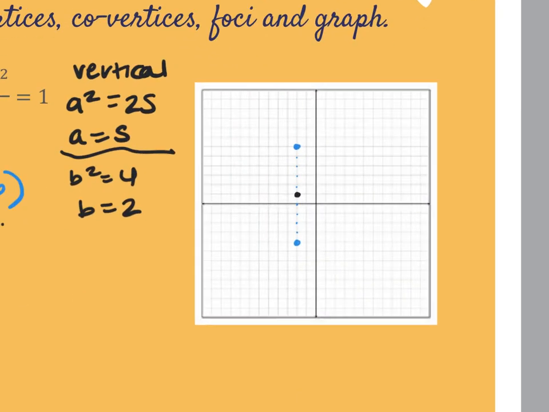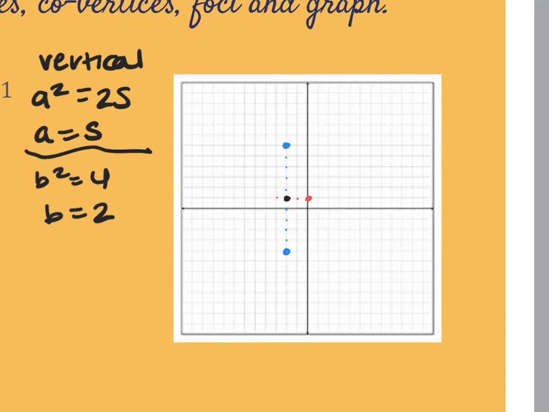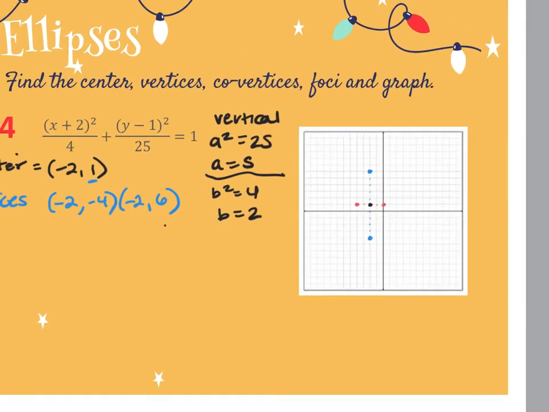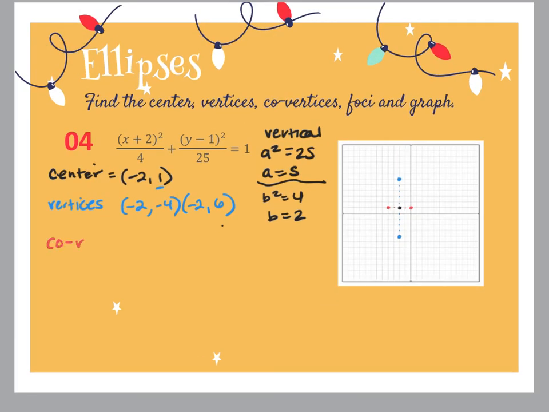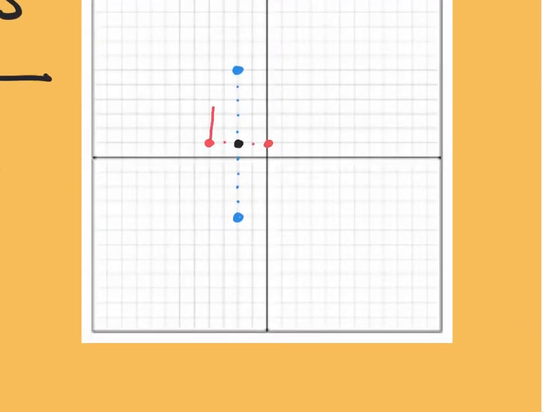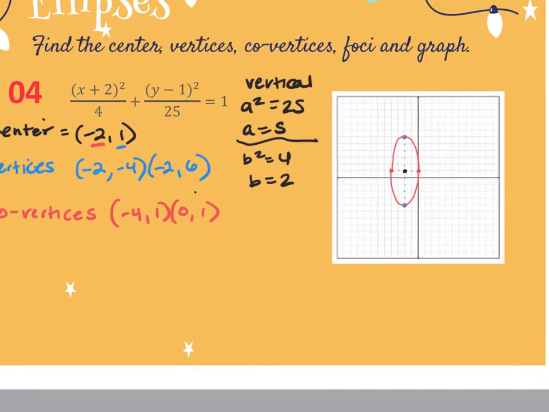The B goes right and left 2. Right 2, left 2. And those are my co-vertices. So now I'm adjusting the x coordinate. Left means -4, 1. Right 2 means 0, 1. And then I just connect to make my ellipse. So I got the center, I got the vertices, I got the co-vertices, I graphed it.